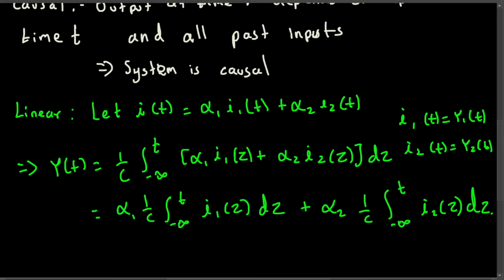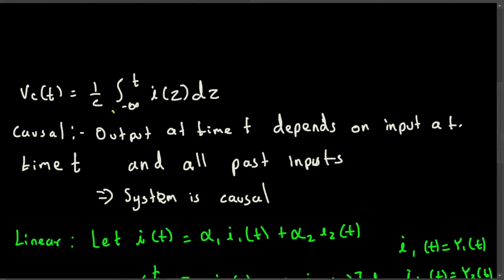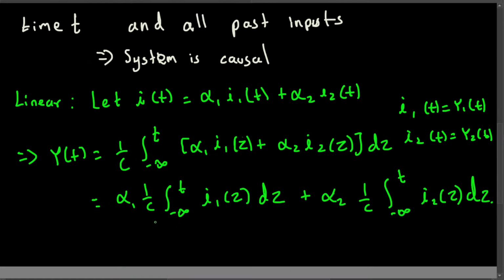So now let's compare this one with the function. You can see this is almost like this function right here. So we can call this whole thing except this alpha 1 as y1 of t, and we can call this exact thing as y2 of t.